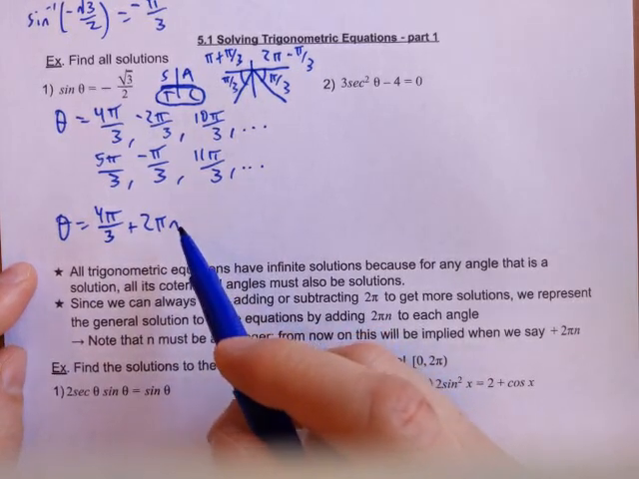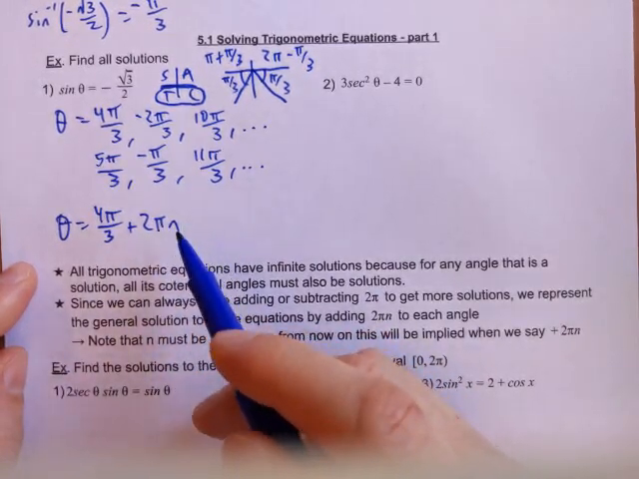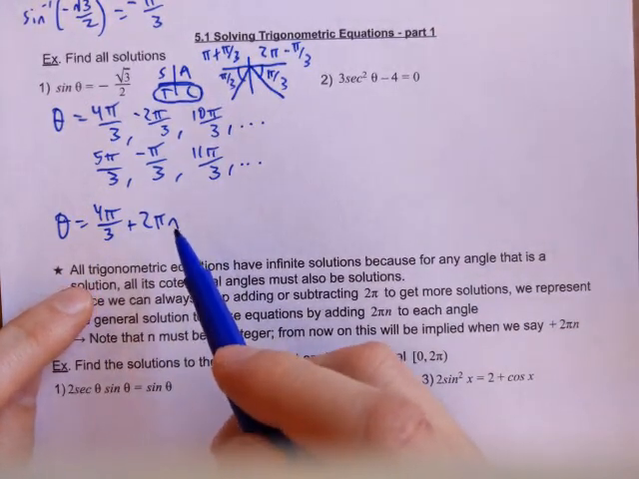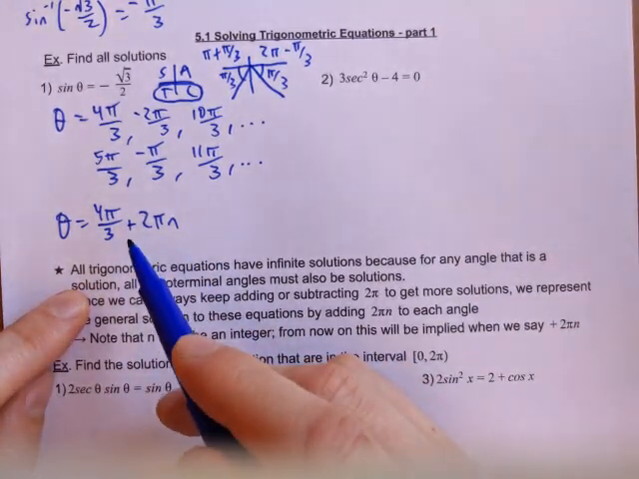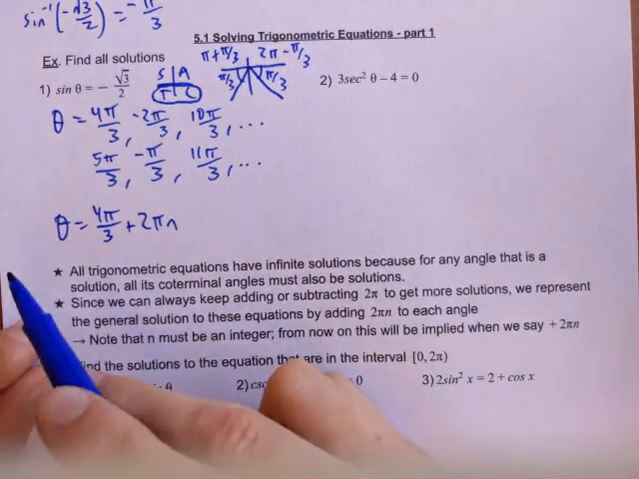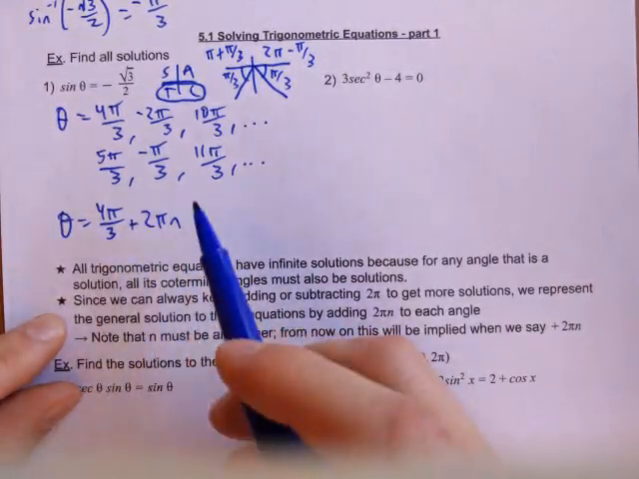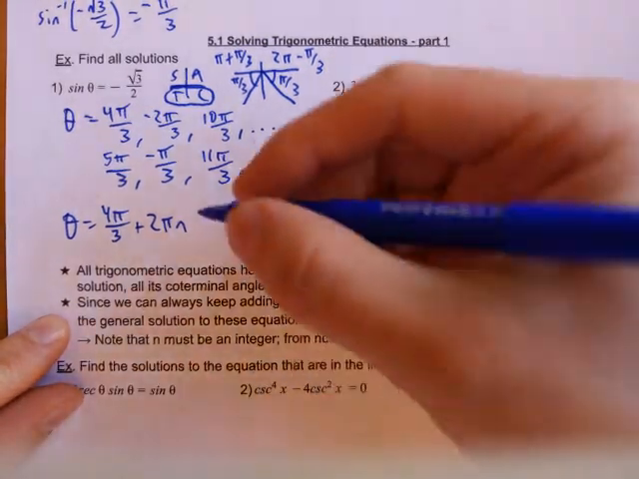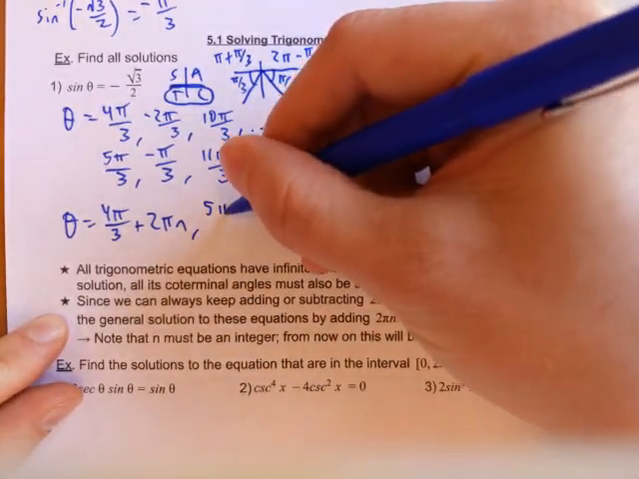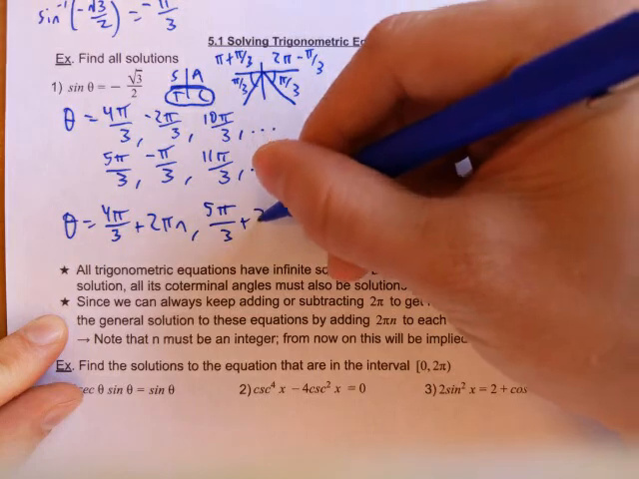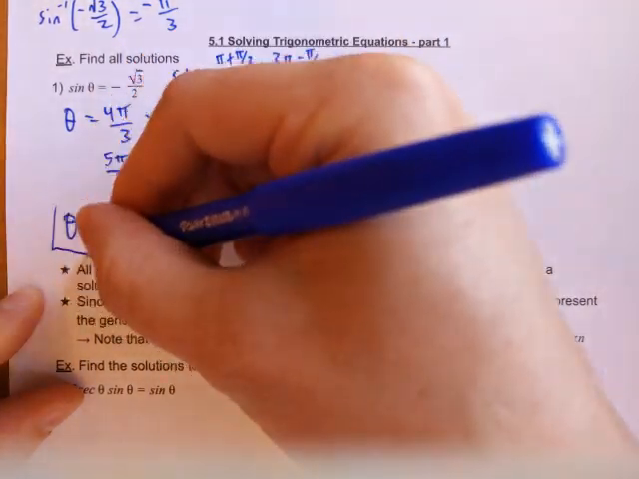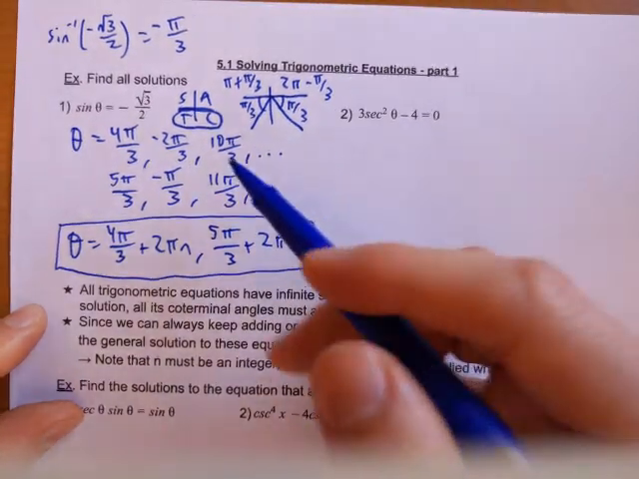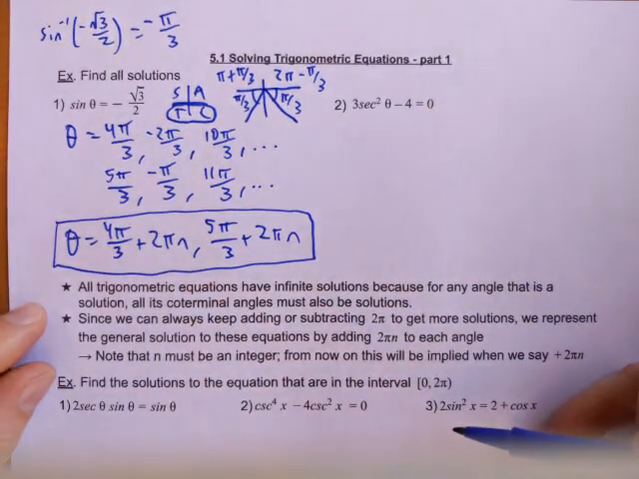This n has to be an integer. If n was a half, you'd only be adding half a circle. You want to be adding full circles. But it is an integer. It could also be negative, so we can either add full circles or subtract full circles. And so these are all the coterminal angles with 4 pi over 3. Then we do the same thing for 5 pi over 3. And so this represents all those infinite solutions, all those coterminal angles that have that sine value.